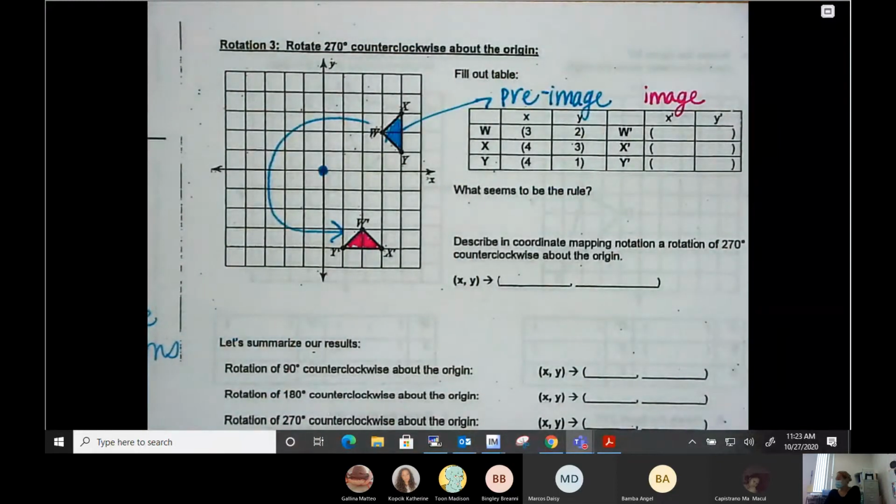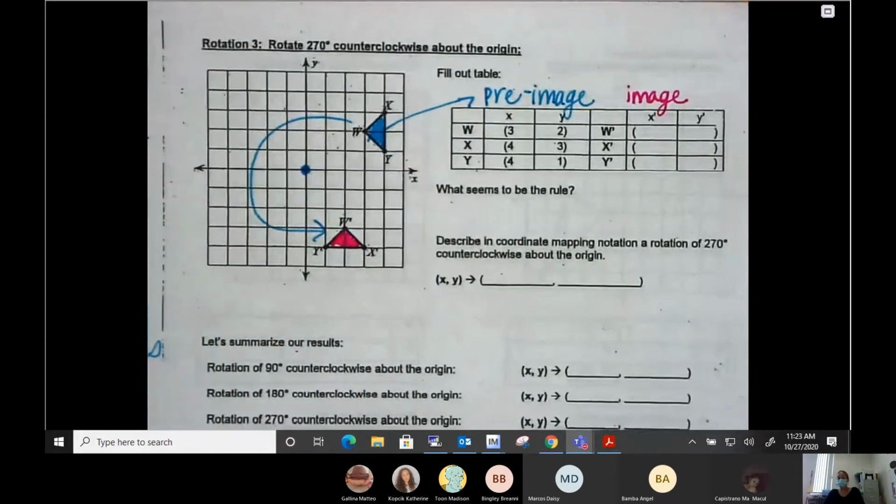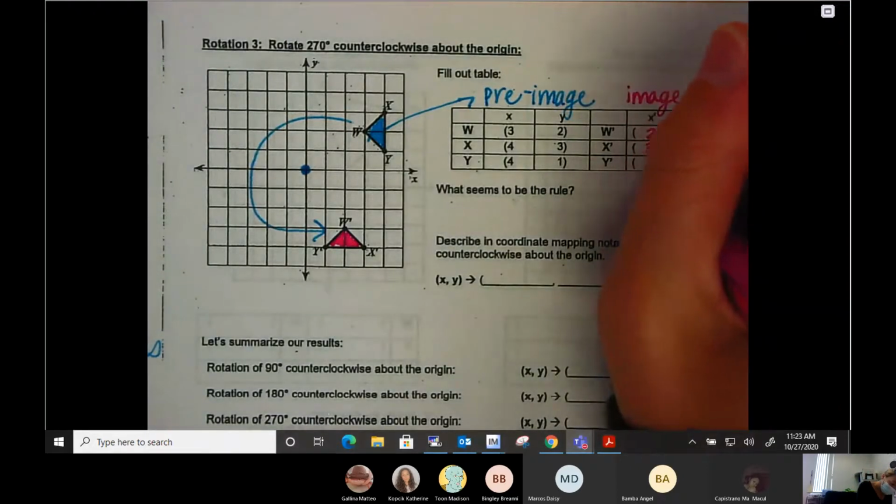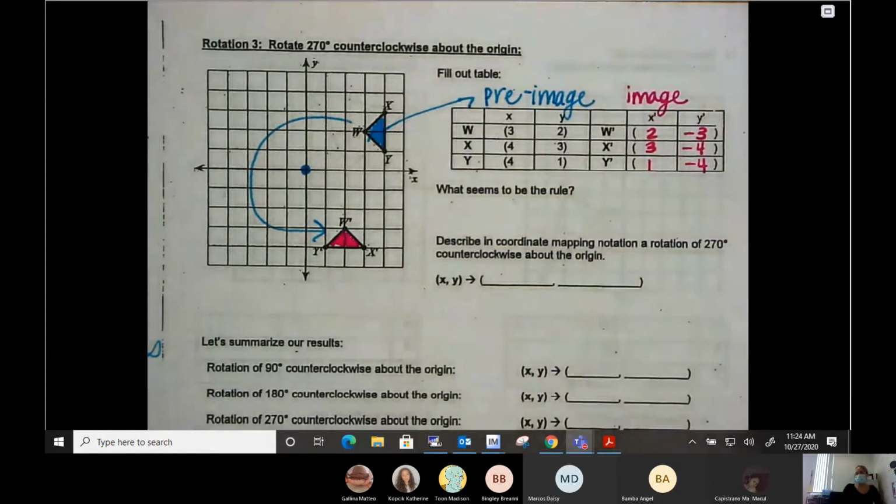All right, we're going to do the same thing. I'm going to let you write the coordinates of the points, and let's see if you guys can figure out what the rule is. So take a sec, write those coordinates, and we'll see if we get the same thing. Write the coordinates of your new one, and write in words what's happening.